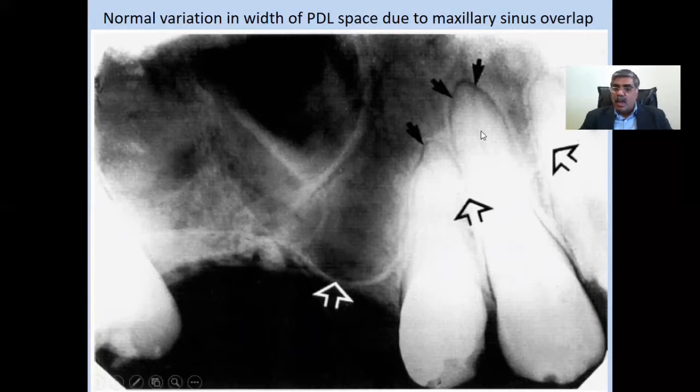If it is a maxillary overlap, the tooth will be vital, and if it is pulpal necrosis and apical periodontitis, the tooth won't respond to the pulp test.